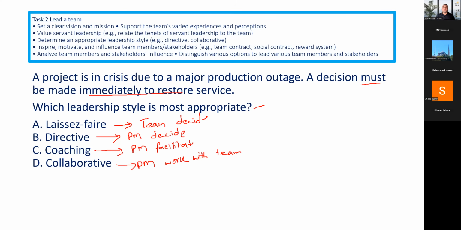So now, which answer do you think, given that we have a critical situation? We need to get the work done. So which leadership style is required? Remember the situation. You are not following the situation. A decision must be made immediately. Immediately means now.